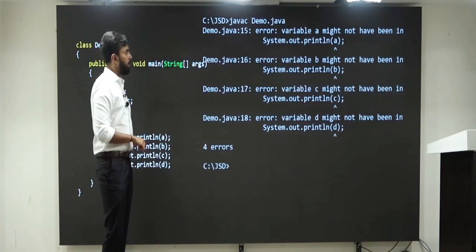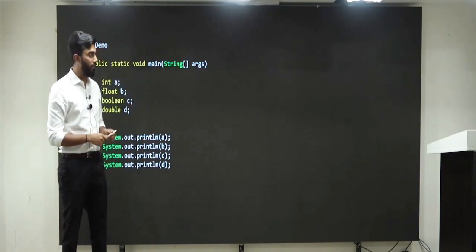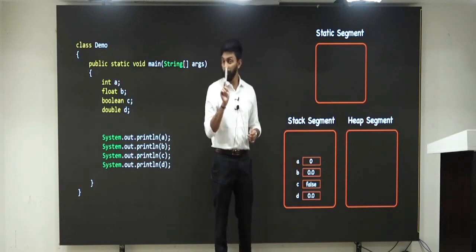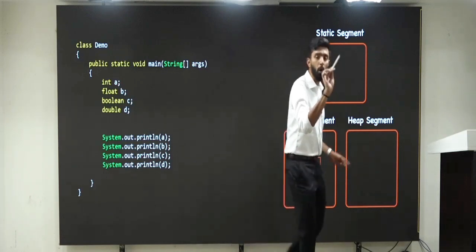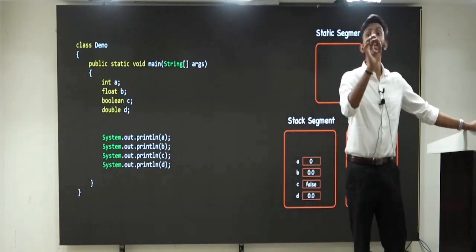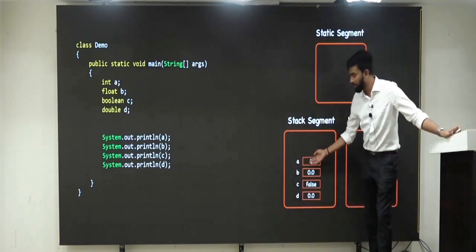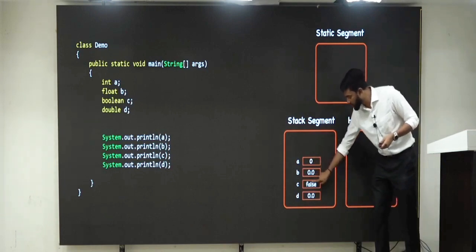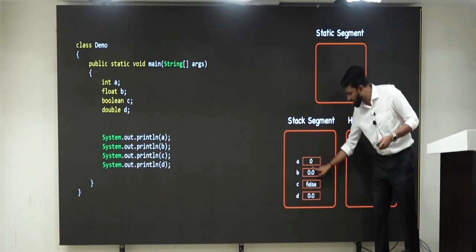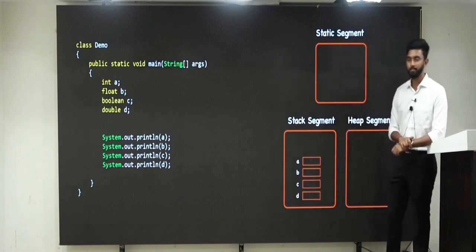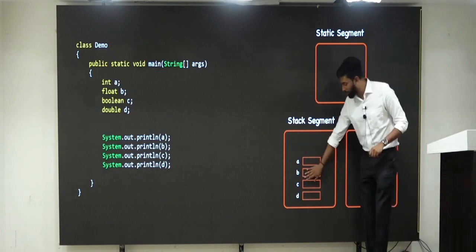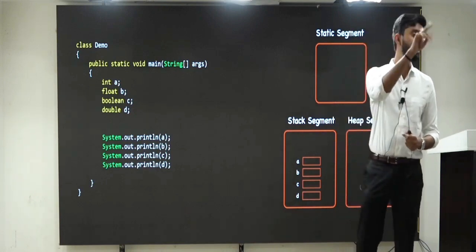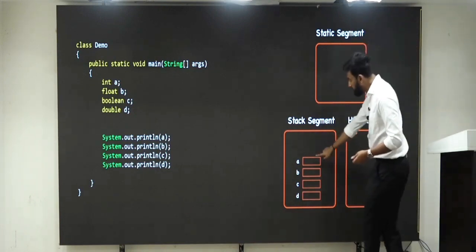Why, sir? Go back. Sir, you only told, sir, default value will be given. My friends, default values will not be given, because default values are only provided to one type of variables. What is that? Instance variables. Local variables are not given default values. Which means, if you thought 0, 0.0, false, 0.0 was there, you are highly mistaken. None of these values are there. Hope you will understand. Local variables are not initialized with default values. Only instance. Clear?